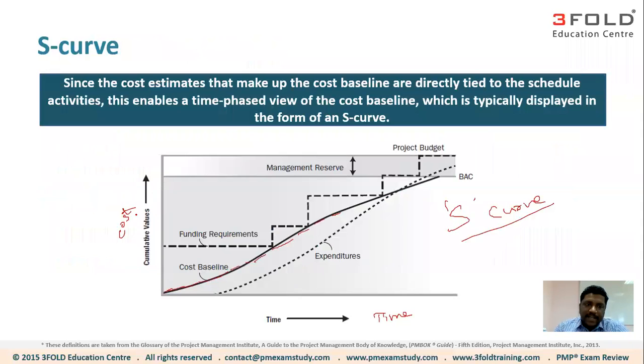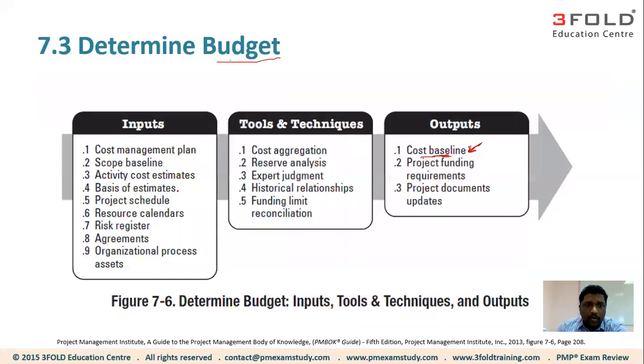Now, cost is something we can get from the cost aggregation. Once you complete the cost aggregation, you should be able to know how much is the cost of the work package and how much is the cost of the project, right? But what else you need to prepare the cost baseline or S curve is the schedule. Without the project schedule, it is not possible to prepare the S curve, right? And that is why if I go back and look at one of the inputs, one of the inputs here to prepare the cost baseline using cost aggregation is project schedule.